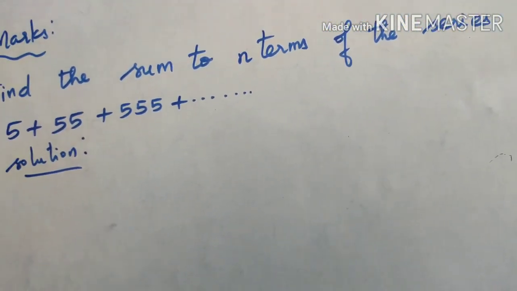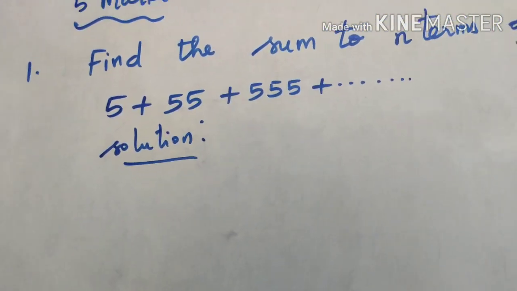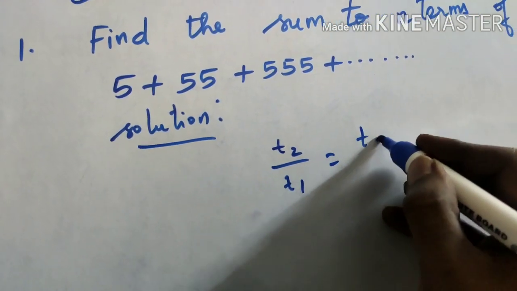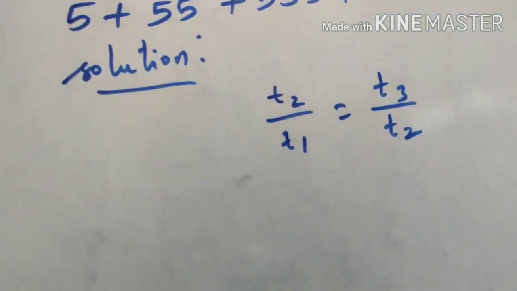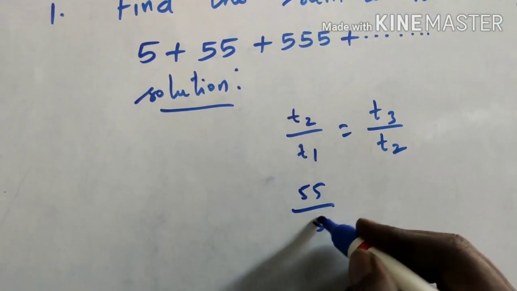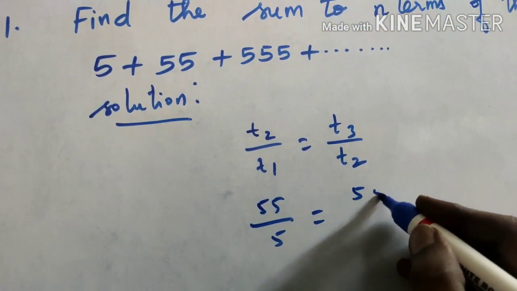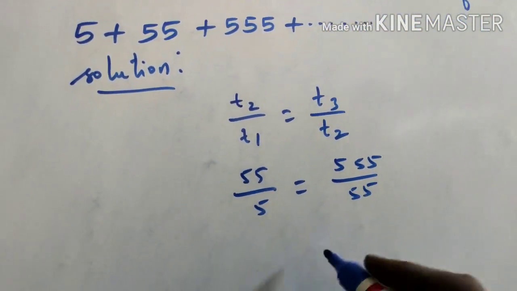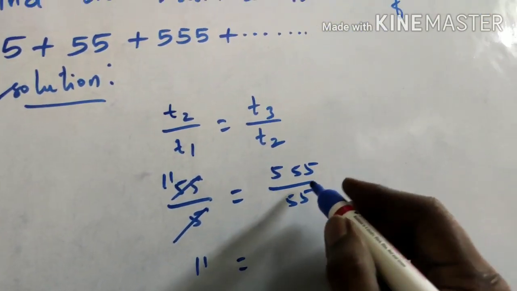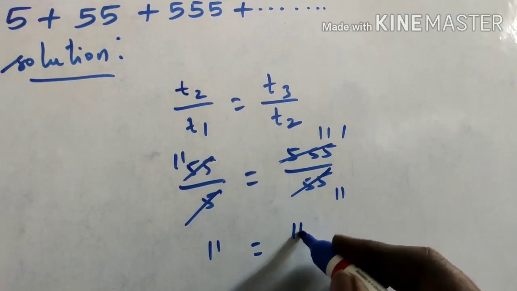Okay. For GP, what is the condition? T2 by T1 should be equal to T3 by T2. See here. Now T2 by T1 should be equal to T3 by T2. This is the condition for GP. Now if you apply in this condition, 55 by 5, T2 by T1 equal to T3 by T2, 555 by 55. Okay, you get 11 here. If you cancel by 5 table, get 111 by 11.